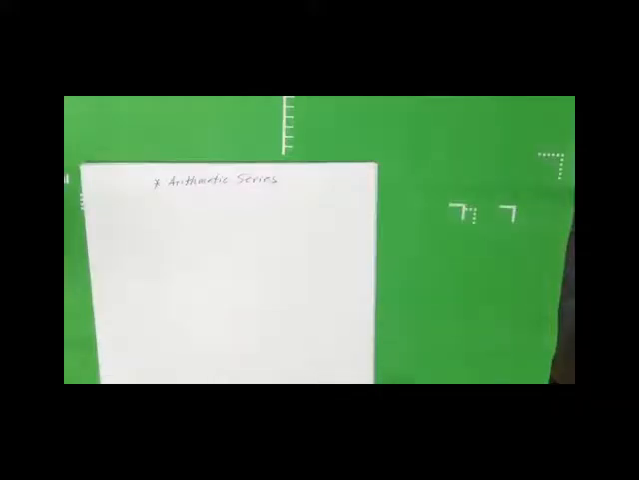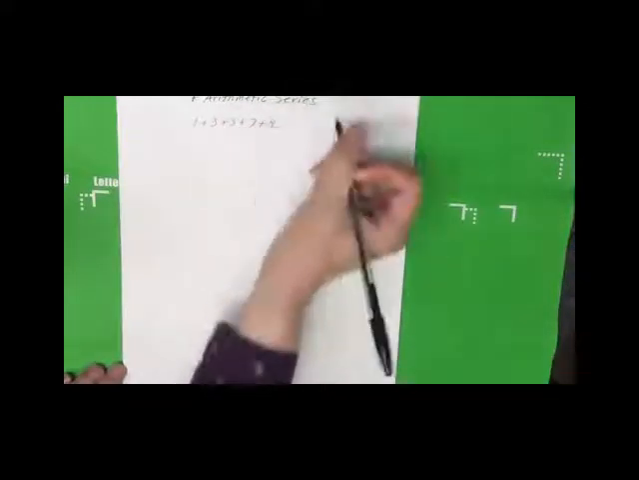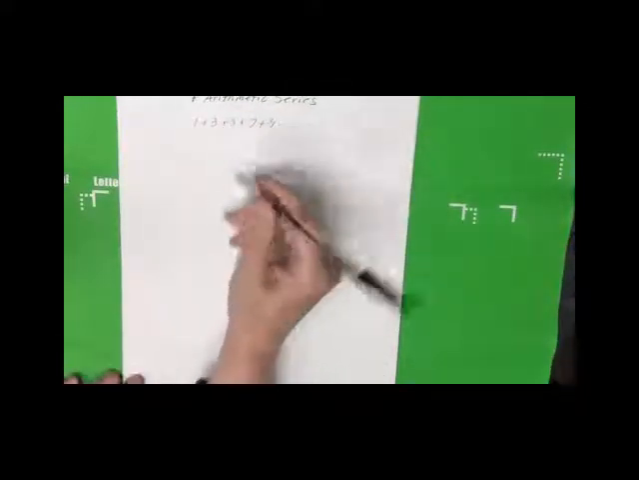Now we're going to take a look at an arithmetic series. A series is just an indicated sum of a sequence. In other words, if I have something like 1 plus 3 plus 5 plus 7 plus 9, etc., that would be an arithmetic series. It could be finite or infinite.